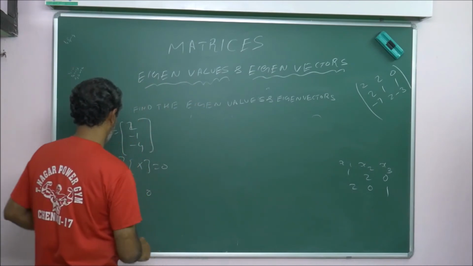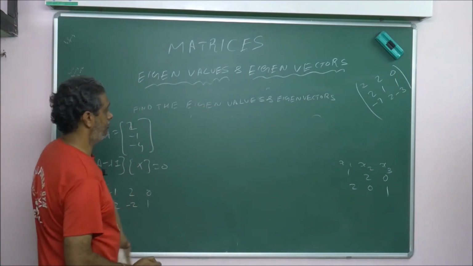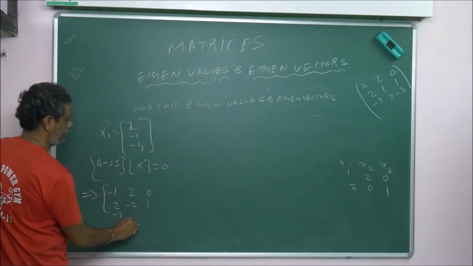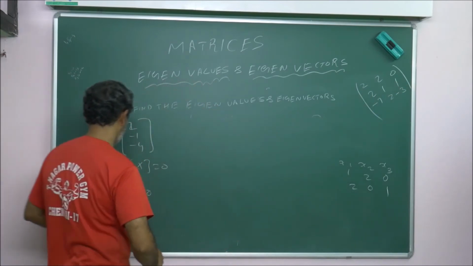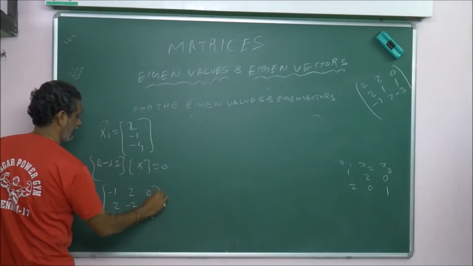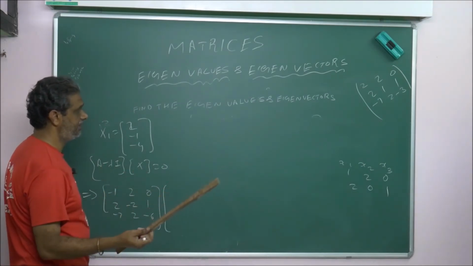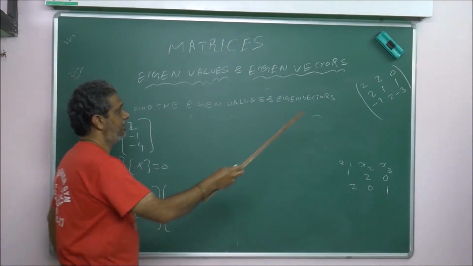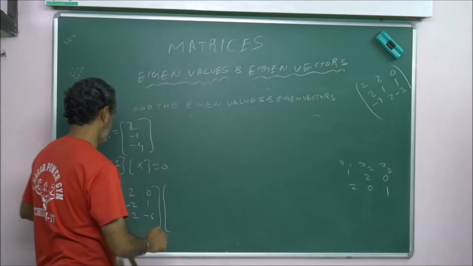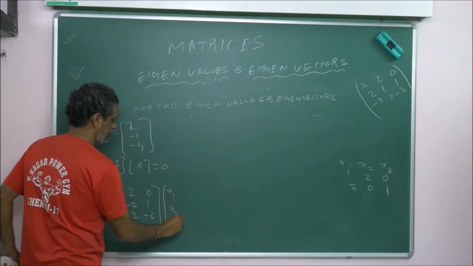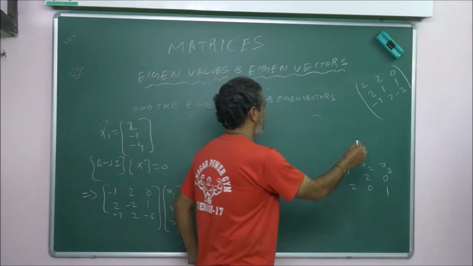1 minus 3 will give minus 2. Then 1. Then the third row is minus 7, 2, minus 3 minus 3, minus 6 I will get. Getting or not? I rubbed this. If your notes are there, you can write 2 minus lambda, 1 minus lambda, minus 3 minus lambda. So this is what you will get, x1, x2, x3. Then substituting, first eigenvalue I will write here.